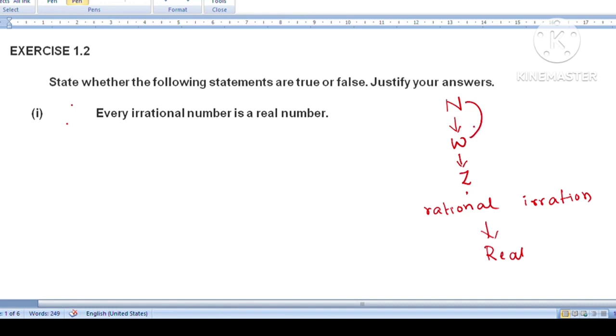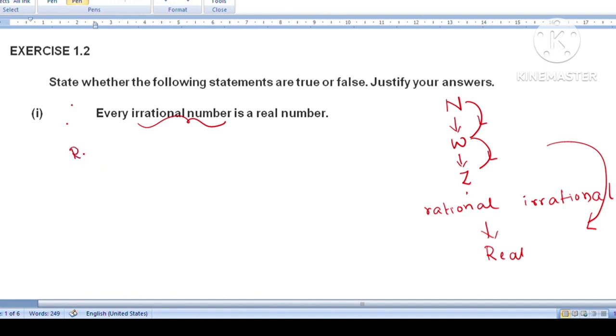Here all the natural numbers are also whole numbers, all the whole numbers are integers, and all these numbers are real numbers. Real numbers include all these natural numbers, whole numbers, integers, and rational and irrational numbers also. So real number is the set containing all these numbers. So an irrational number is also a real number. Real numbers contain rational numbers as well as irrational numbers.